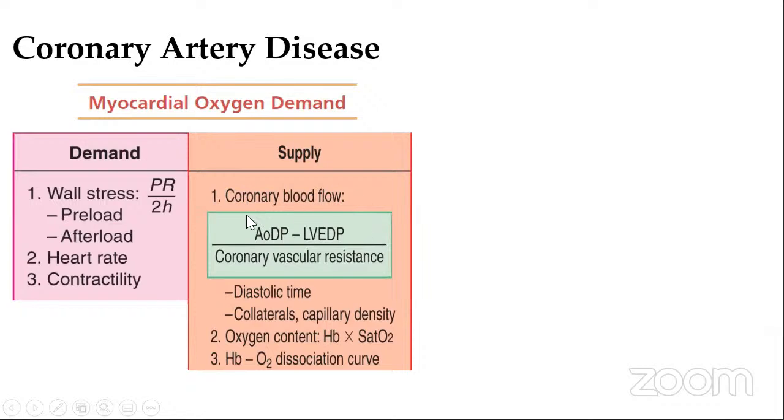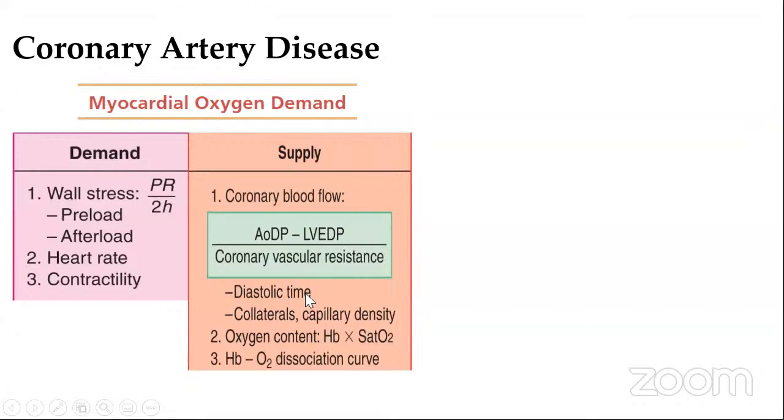So the coronary blood flow equation is the aortic or systemic diastolic pressure minus the left ventricular end diastolic pressure, divided by coronary vascular resistance. So that's why hypotension is very bad for a coronary artery disease patient. And distension is very bad as well, because it increases your wall stress and decreases your coronary blood flow too. One more thing that you need to consider with the coronary blood flow is the diastolic time. So the more diastolic time you give, the more coronary blood flow you will give.